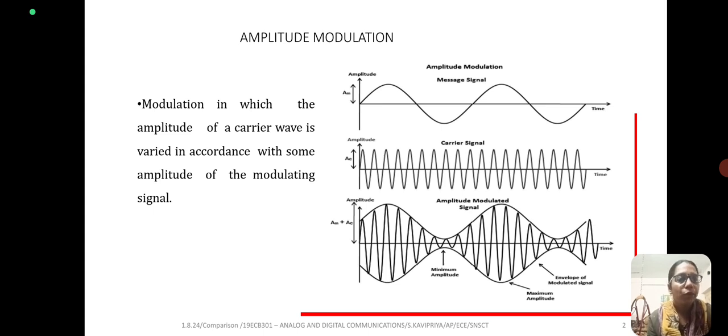AM is amplitude modulation, in which the amplitude of the carrier wave is varied in accordance with the amplitude of the modulating signal. In the diagram, the first one is a message signal and the second one is a carrier signal. The message signal is a low frequency signal and the carrier signal is a high frequency signal. These two signals get combined in the modulator. The amplitude of the carrier signal is varied in accordance with the amplitude of the message signal. So the output is an AM modulated signal.